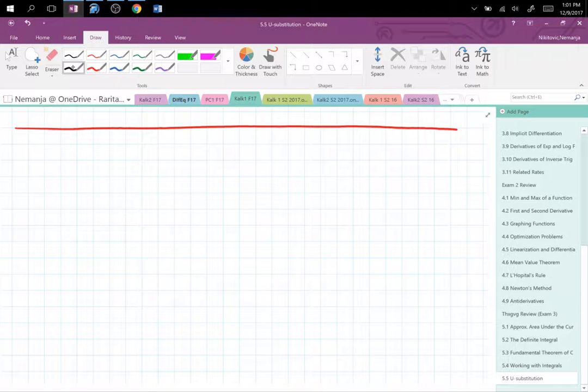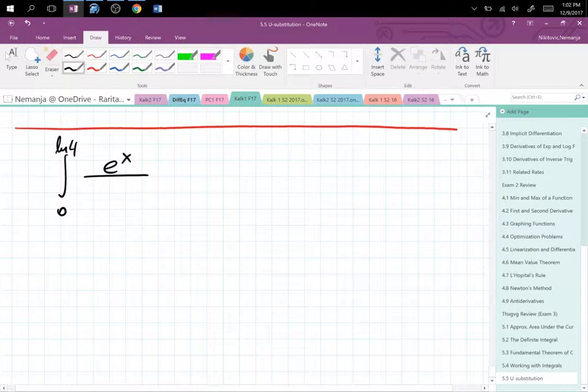One more problem and call it a day. This is another good problem for exam to see if you guys learned anything in class. E to the x divided by 3 plus 2 e to the x dx from 0 to ln 4.